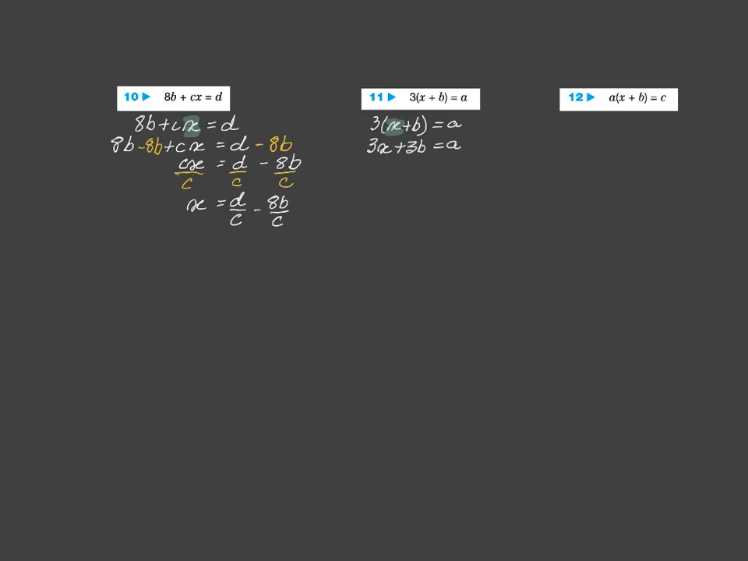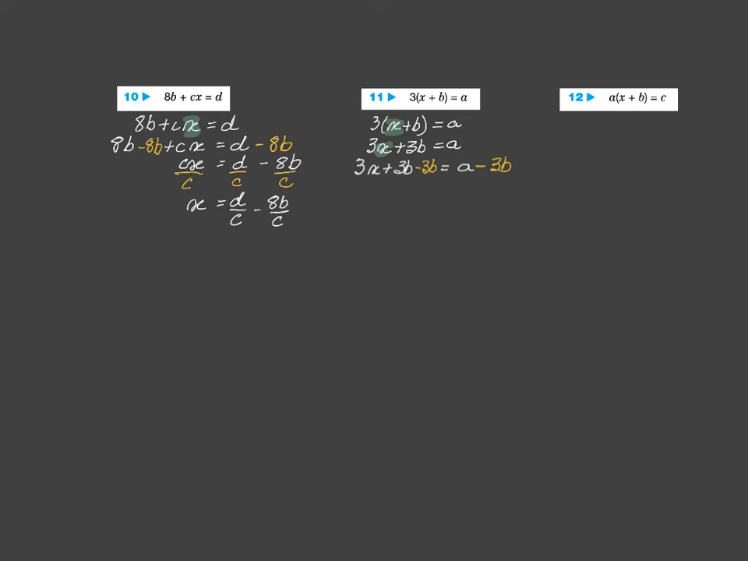Now this looks more like the ones we've been doing, where x is over here, and we only have one term with x, and so we can solve this. We're going to subtract 3b from both sides so that it leaves us with the x term.